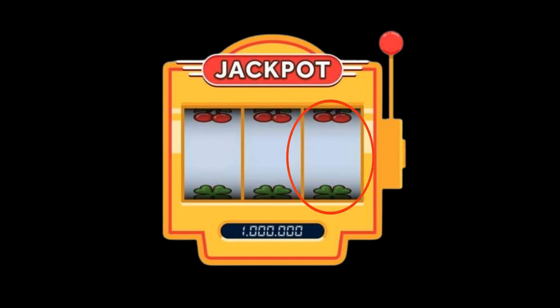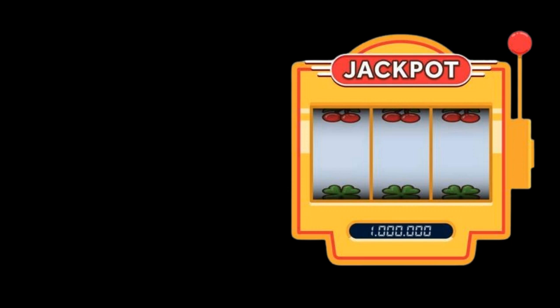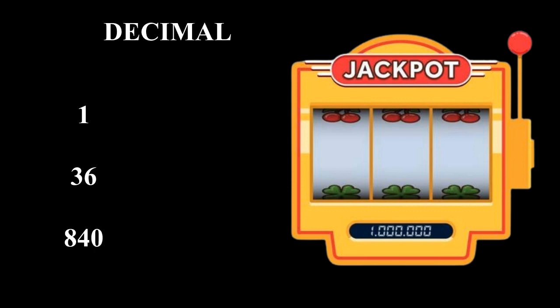So, the first slot will refer to the amount of 1s in the number, the second will refer to the number of 10s, and the third will refer to the number of 100s. The amount of slots can go on forever, but to keep things simple, we're going to only be using 3. Now, let's write some numbers in decimal. We'll use the numbers 1, 36, and 840 as an example.